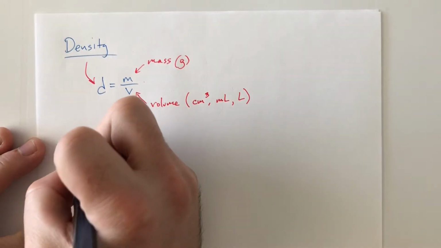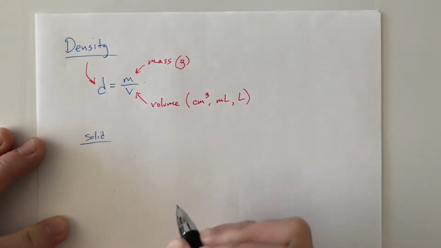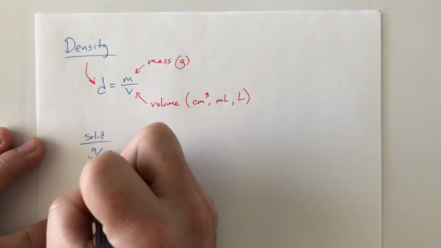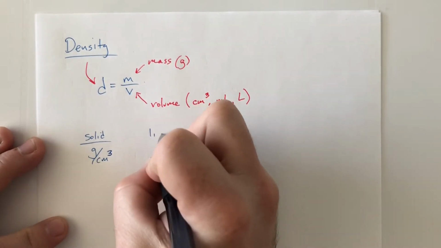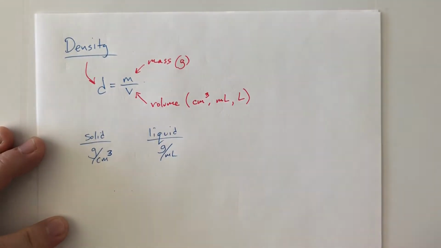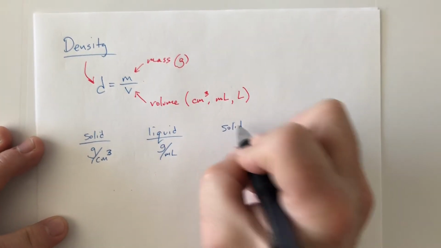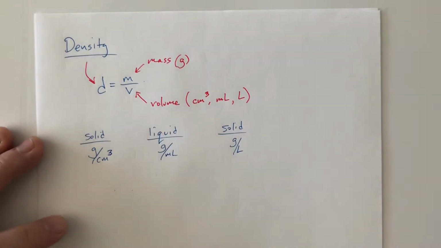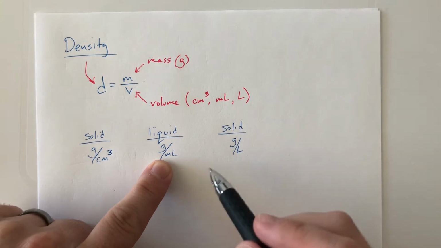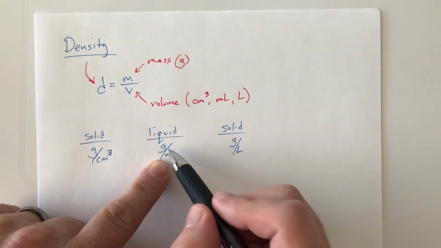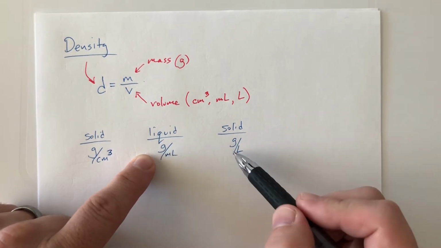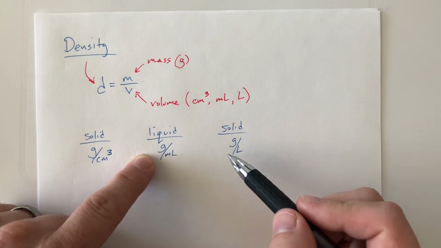The way this typically works is if you have a solid, the units are grams per cubic centimeter. If you have a liquid, it's grams per milliliter. And if you have a gas, it's grams per liter. A liter is equal to 1,000 milliliters. So in other words, this is 1,000 times less dense than this. If you had 1 gram per milliliter, that would be 1,000 times less dense than 1 gram per liter.